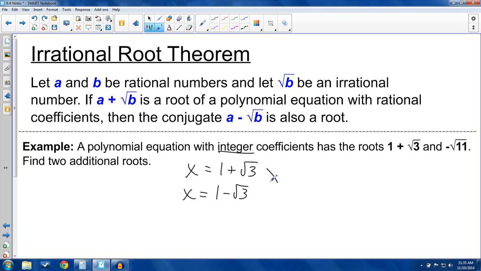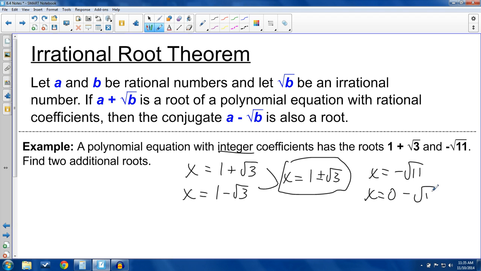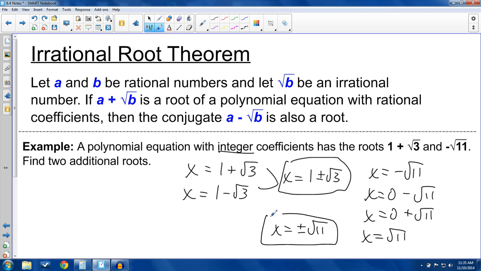Because one of your answers has to be x equals 1 plus or minus the square root of 3. That just happens when you do quadratic equation and you have irrational numbers. Same thing here. If you have x equals negative square root of 11, that's x equals 0 minus the square root of 11. Well, then there has to be x equals 0 plus the square root of 11. Because one of your other solutions is x equals plus or minus the square root of 11.